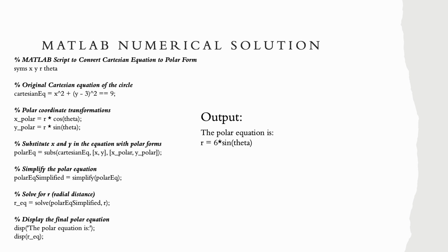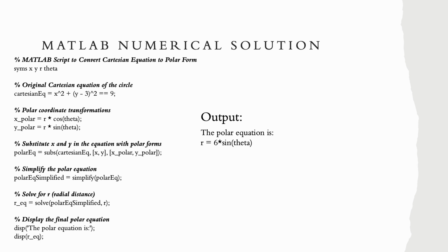Now we have our Matlab numerical solution for this problem. First, we start with our syms x, y, r, and theta. Next, we can define our equation with the variable CartesianEQ equals x squared plus (y minus 3) squared equals 9. Next, we define our polar coordinate transformations, which is x_polar equals r times cosine theta and y_polar equals r times sine theta.